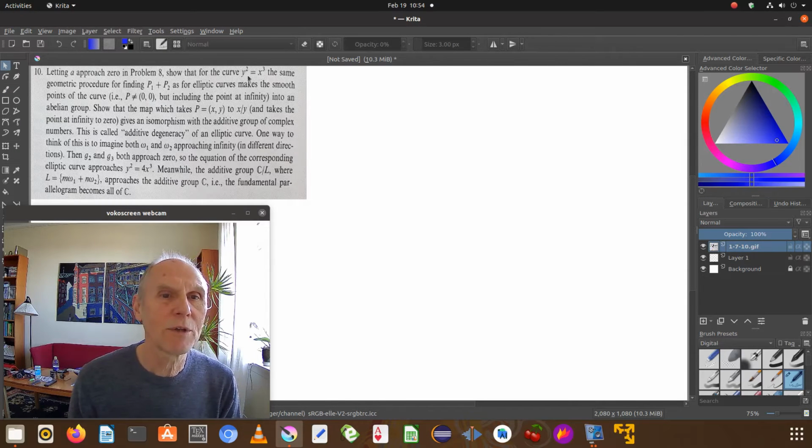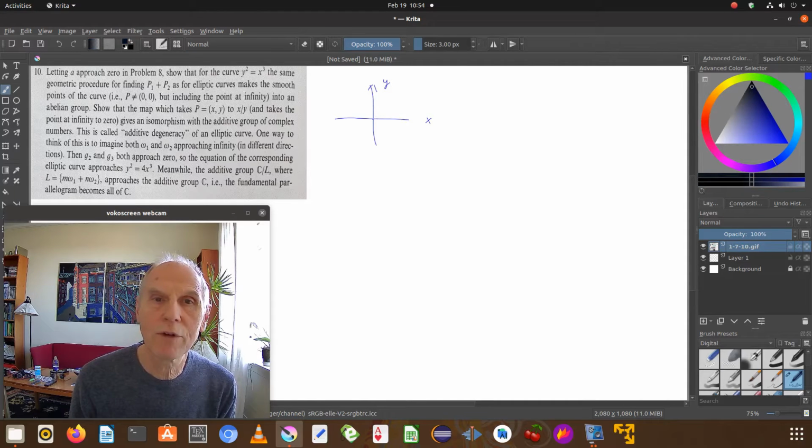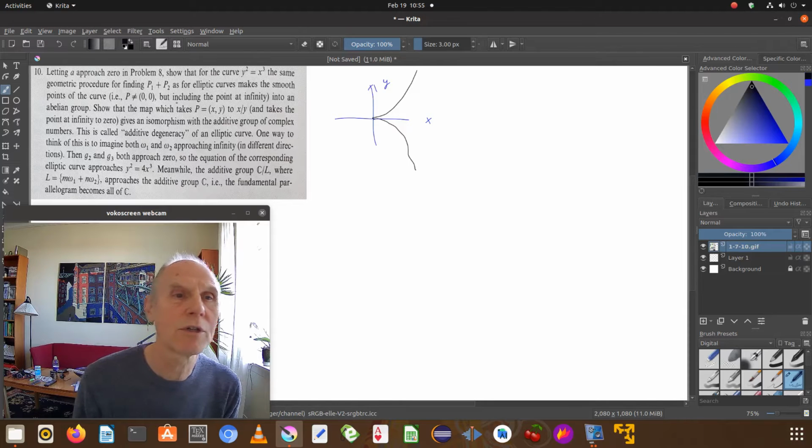So we are dealing with the curve y squared equals x to the third. The real part I believe goes like this, having a horizontal half tangent at 0,0.